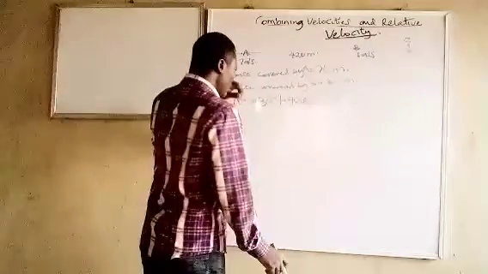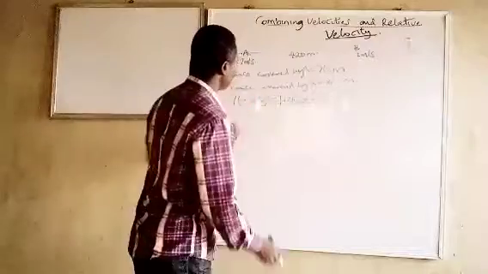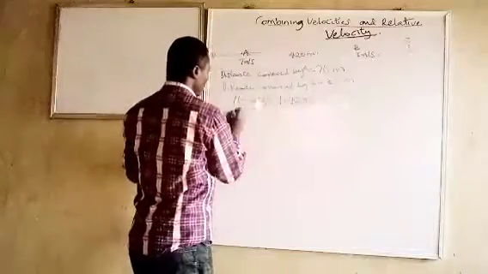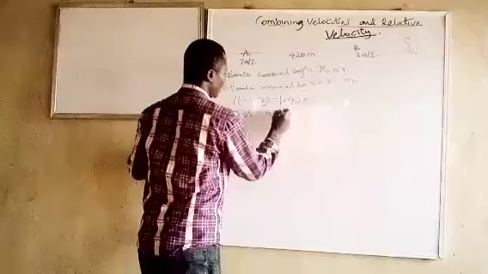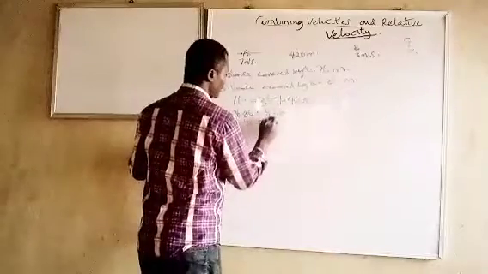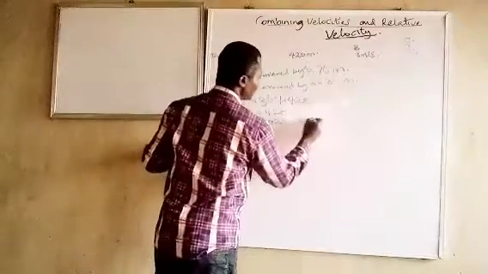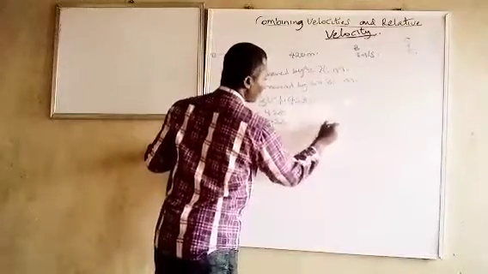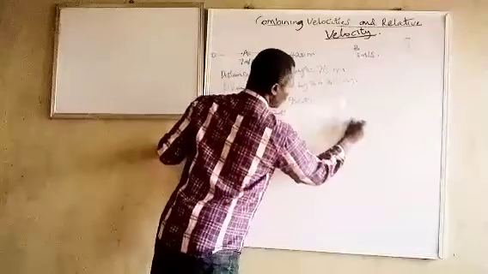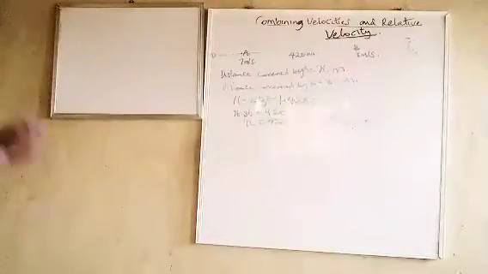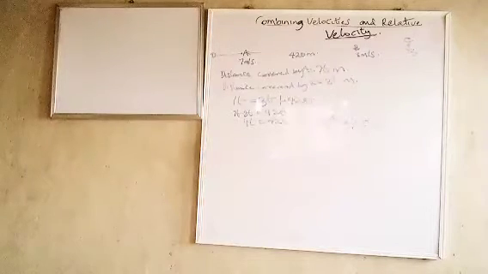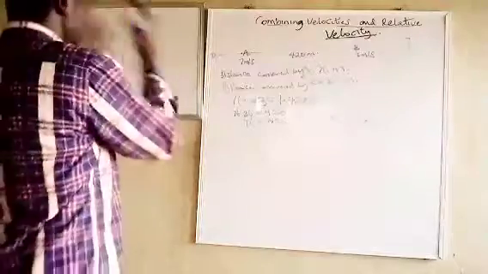Now, we have 7t minus 3t is equal to 420. So 4t will equal 420. t will equal 420 over 4. That is 105 seconds. So they will meet after 105 seconds.